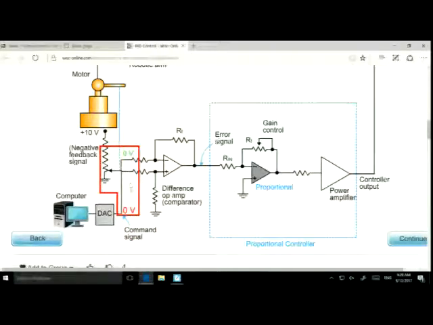So at this point, there's no difference between the two signals. So there's no output here. So obviously the controller's going to stop driving the arm and it's going to sit in that position and not move it at all anymore. Okay, now we've got a different command, so it's going to move again.